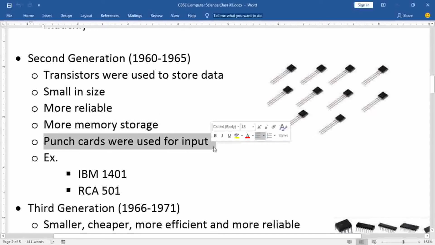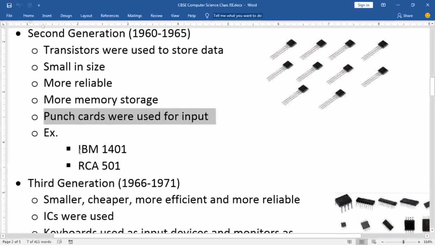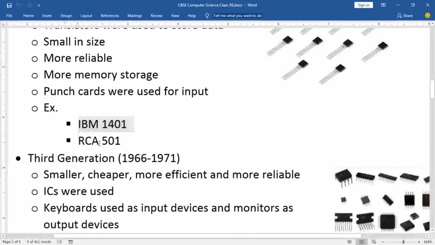Two examples I have given here: IBM 1401 and RCA 501. These are the names of computers produced by the companies, IBM and RCA. Now let me move ahead.